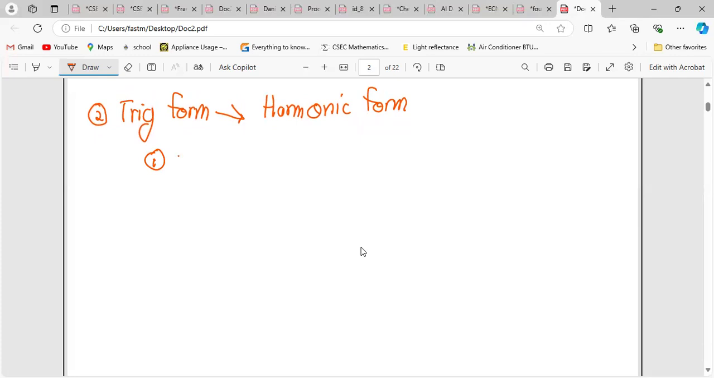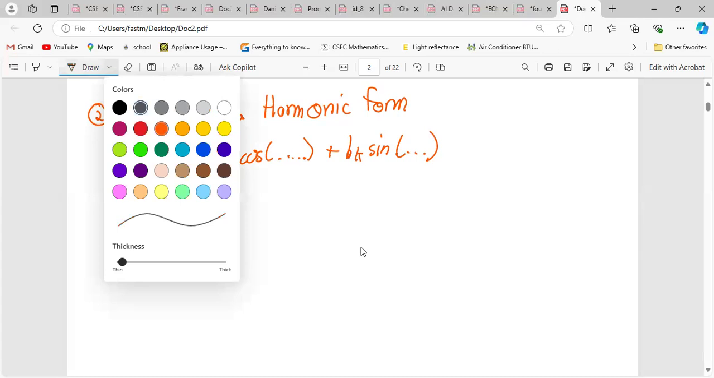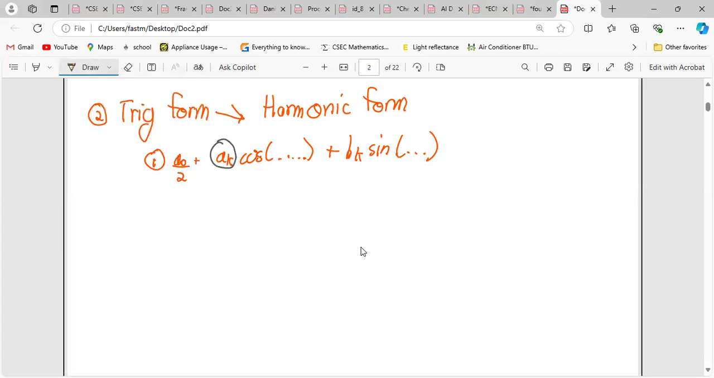So the first thing you have to start off with is to write the trig form. I'll leave out the summation sign for now. So you have AK cos blah blah blah plus BK sine blah blah blah. I don't really care about that part. The things I have to use to go from the trig form into the harmonic form are your coefficients of cos and sine, so this AK and this BK.